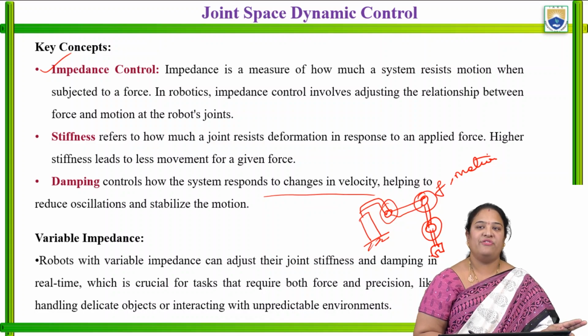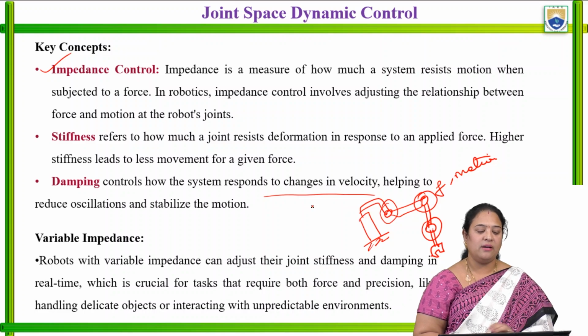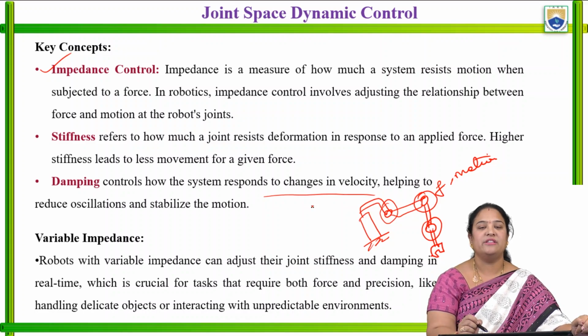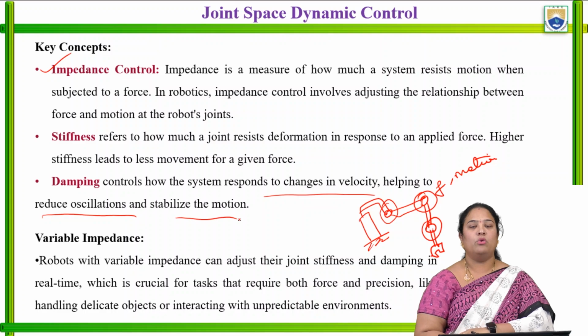Stiffness is applied with the help of force, and impedance is applied with the help of force and motion, and this is with respect to the velocity. Here we need to control how the system responds to the change in the velocity. That helps reduce oscillations and stabilize the motion of the robot.